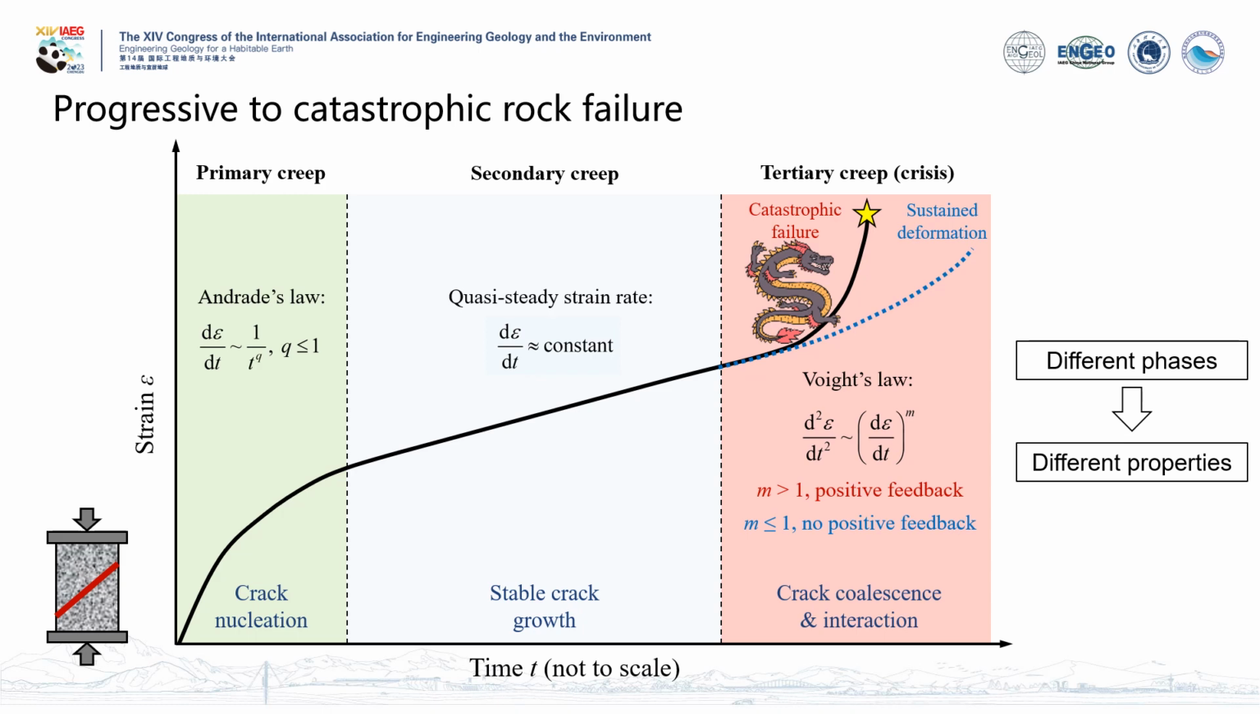We can also see that when the rock approaches failure, it will exhibit a phase transition from the secondary creep to a crisis, an acceleration crisis. Different phases are governed by different processes as embodied in the different equations here. So we can expect the system exhibits different properties and responses. If we can detect this change in system responses and properties, we can predict catastrophic failure beforehand.